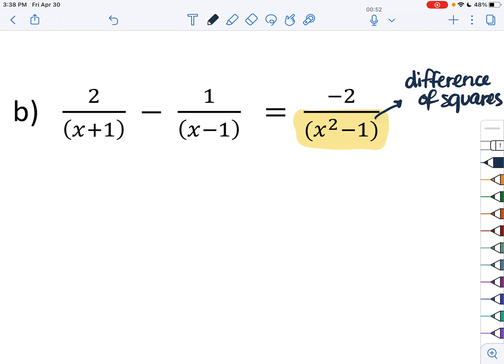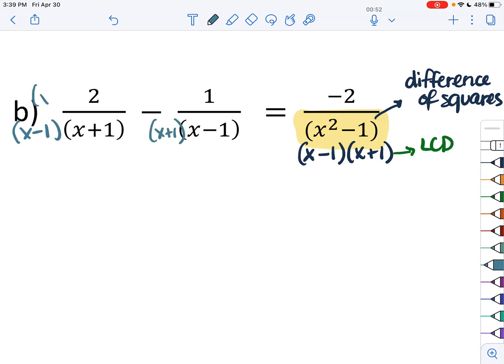So because of that, this denominator is going to be x minus 1 and x plus 1, which is funny because guess what? That's what we have. So this is going to be our LCD now. And when I go over to the other side, all I'm going to need to do is multiply this side by x minus 1 and this side by x plus 1, which means I also have to do that to the top. Don't forget that part.